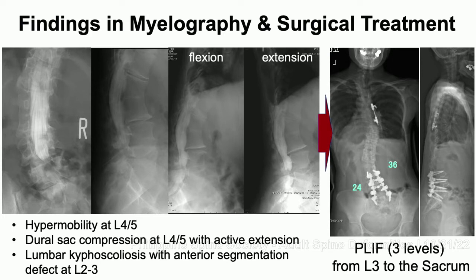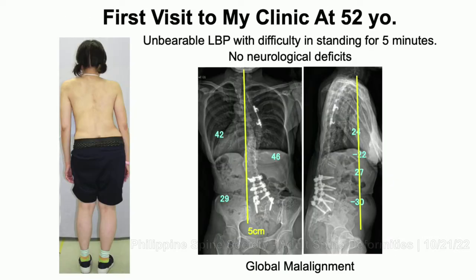You can see that the coronal alignment postoperatively aggravated to the left as shown in this slide. When she visited my clinic at the age of 52 years, actually 2 years after the previous surgery, she complained of unbearable low back pain with difficulty in standing for longer than 5 minutes.